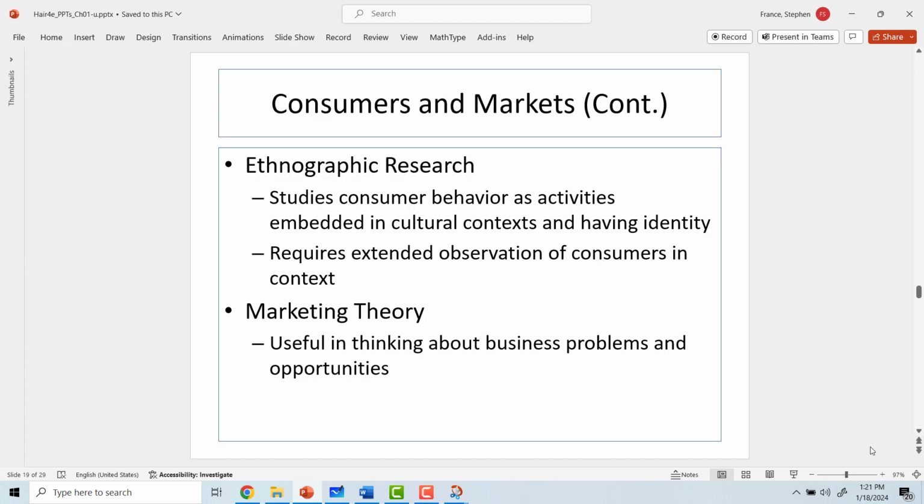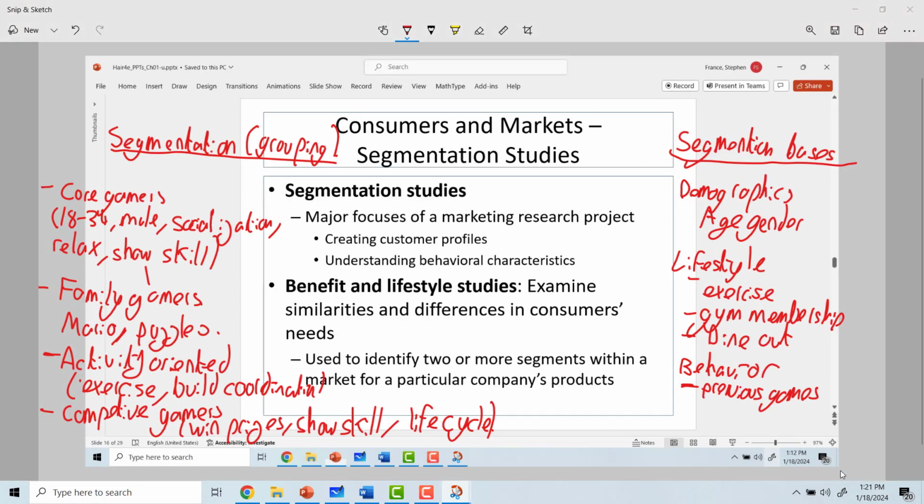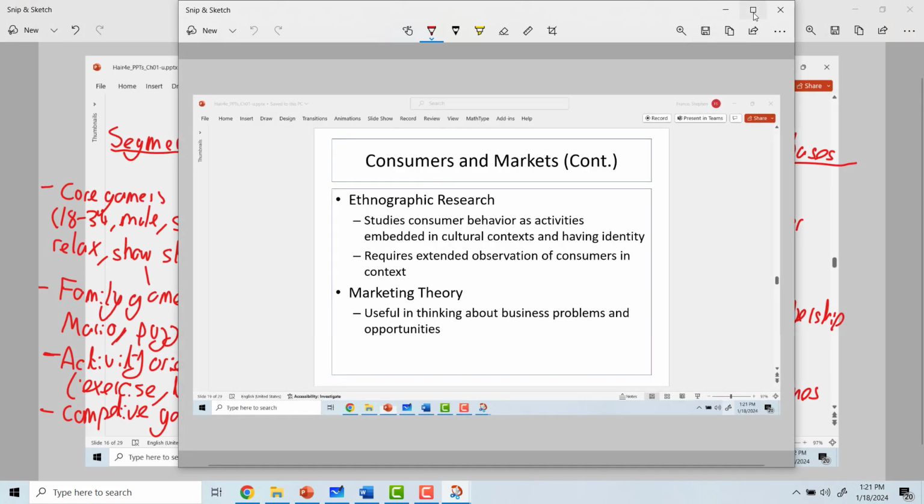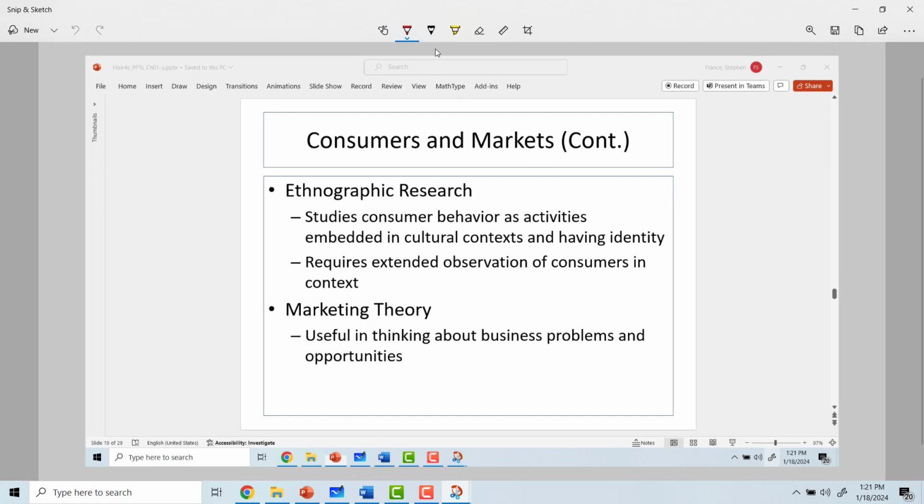Okay, so the last little bit about consumers and markets is a few different types of research. Now, equally useful to quant research is ethnographic research. And as I said, this is just completely and utterly out of my area, but let's just give some examples.